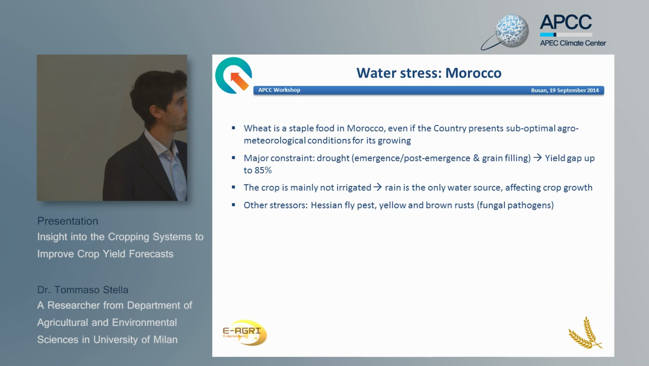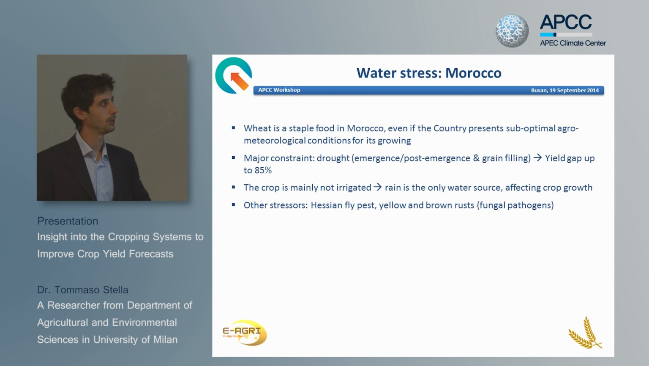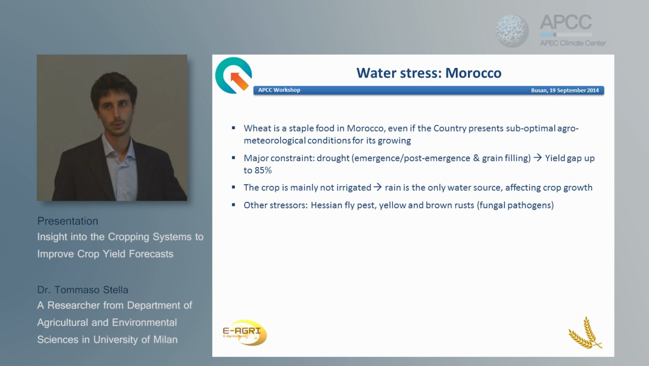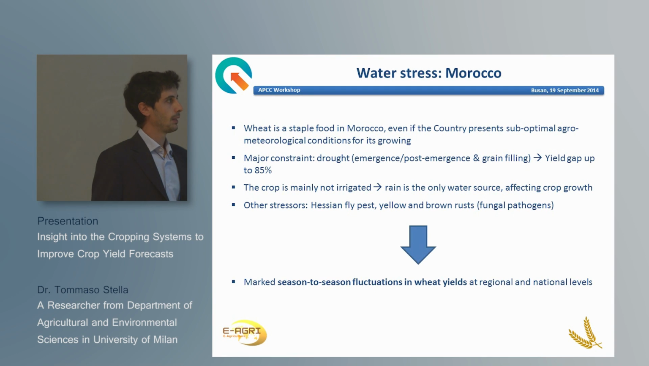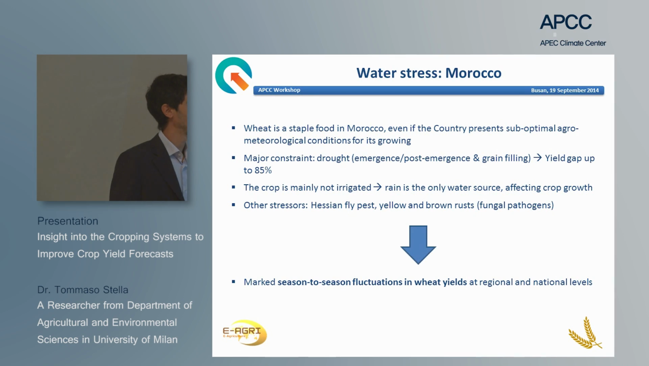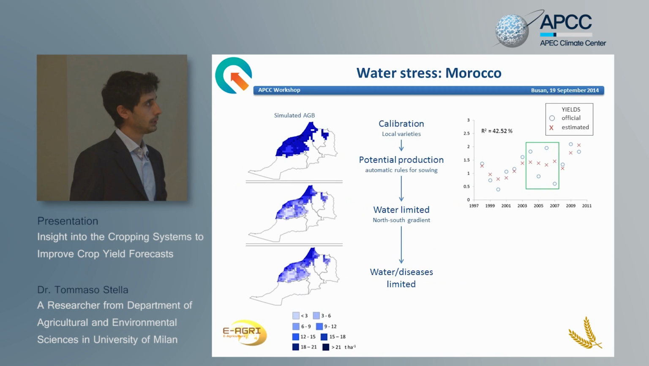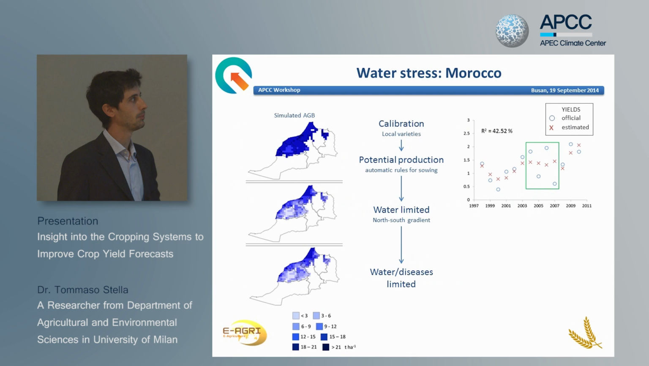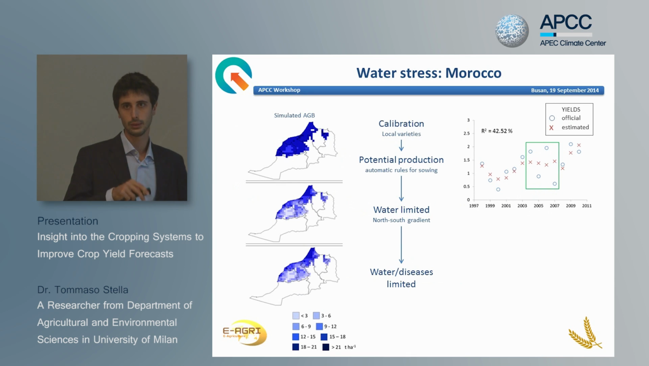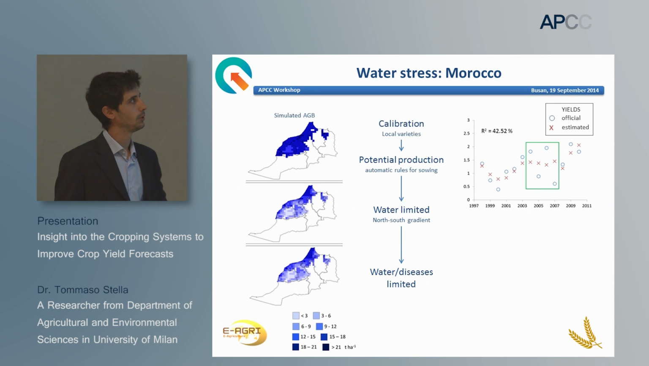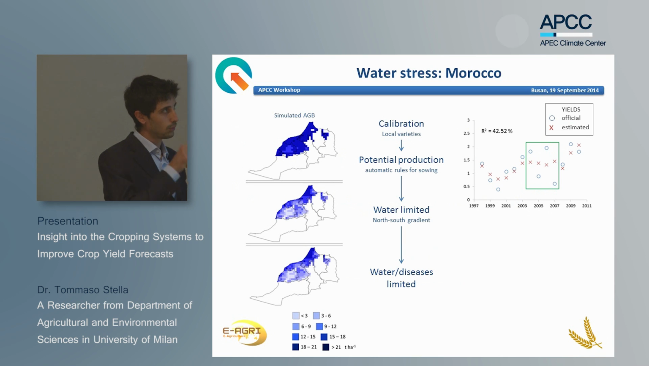Obviously, there are also other stressors. The main ones are the Asian fly pest and the yellow and brown rust, which are fungal pathogens. And all these factors contribute to a marked season-to-season fluctuation in wheat yields, both at regional and national levels. Here we can see the outputs of the simulation. Here we have above-ground biomass, which is a variable usually well correlated with final yields. And here we have the one we simulated in potential conditions.